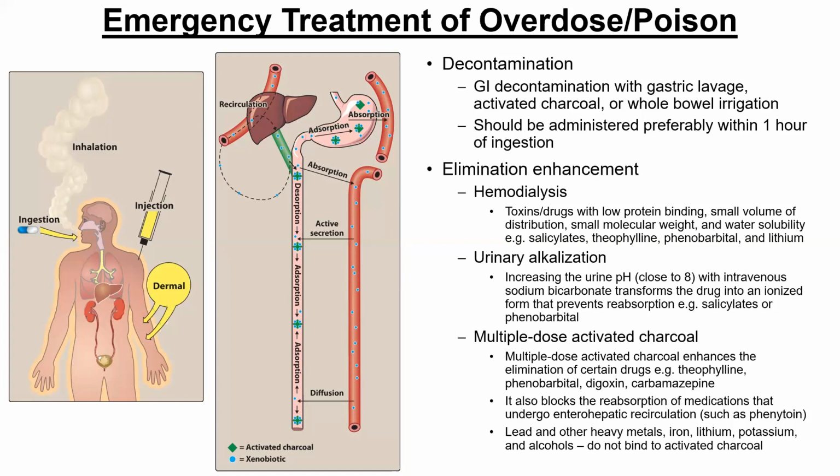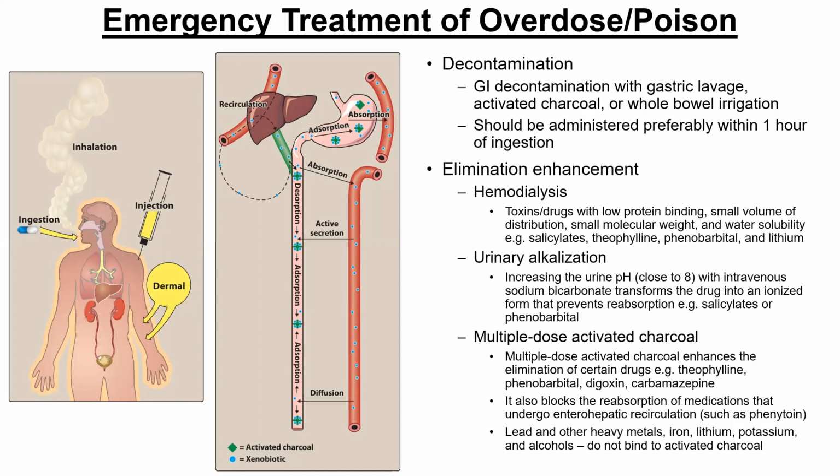And there are ways that you can enhance the body's elimination, a process called elimination enhancement, through something like hemodialysis, which involves certain conditions. The drug the individual has overdosed on should have low protein binding and a small volume of distribution. Think about it: if it has a really high plasma protein binding affinity, then it's not going to come off easily. It will only slowly come off when the drug level in plasma starts going down.